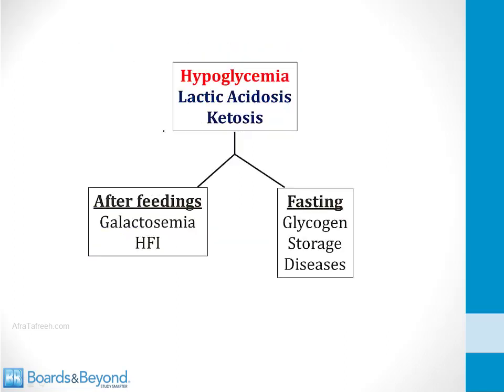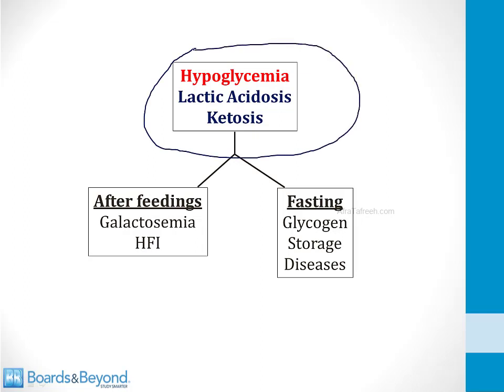So here's a summary slide to emphasize some of the key points we've just discussed. When you're faced with a baby who has hypoglycemia and lactic acidosis and ketosis, that can represent a couple of different disorders. If it occurs just after feeding, then it likely represents galactosemia or hereditary fructose intolerance. If it develops during the fasting period, then it likely represents a glycogen storage disease. And remember, in these two disorders, you will find reducing sugars in the urine. That's how the diagnosis is made.